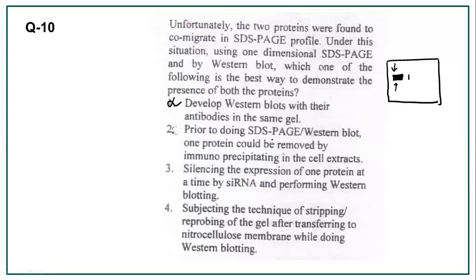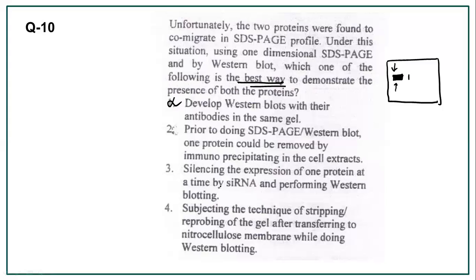Prior to doing SDS-PAGE and Western blot, one protein could be removed by immunoprecipitating in the cell extract. You can do that, but it will be time consuming and more costly. Next, silencing the expression of one protein at a time by siRNA and performing Western blot.